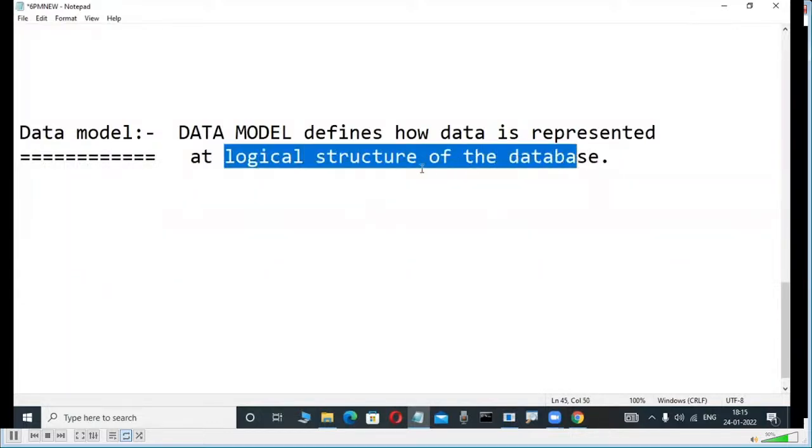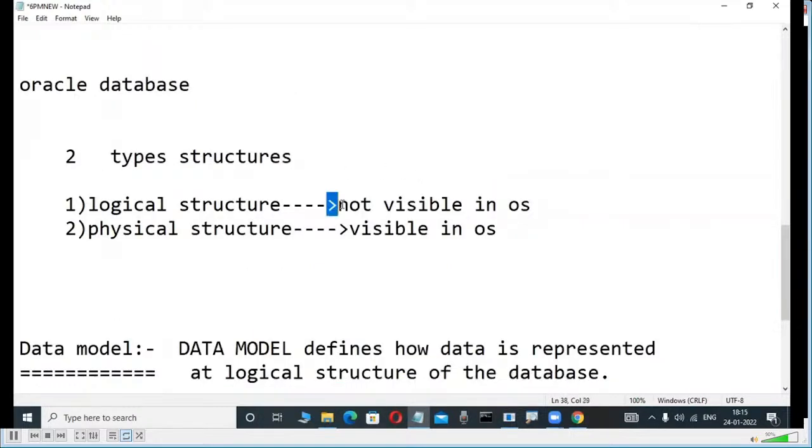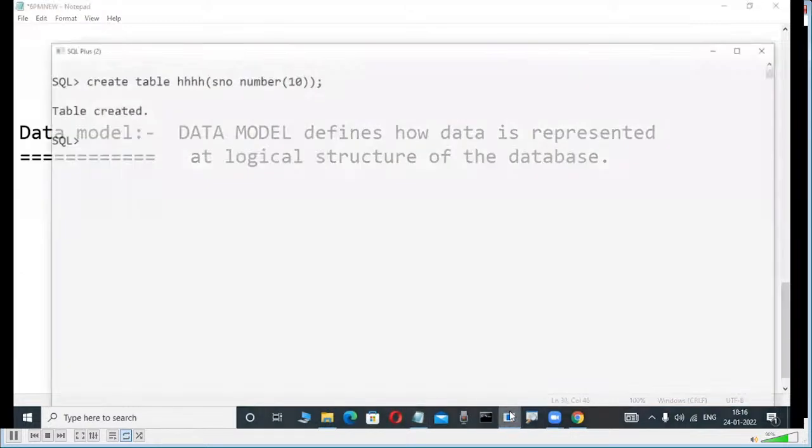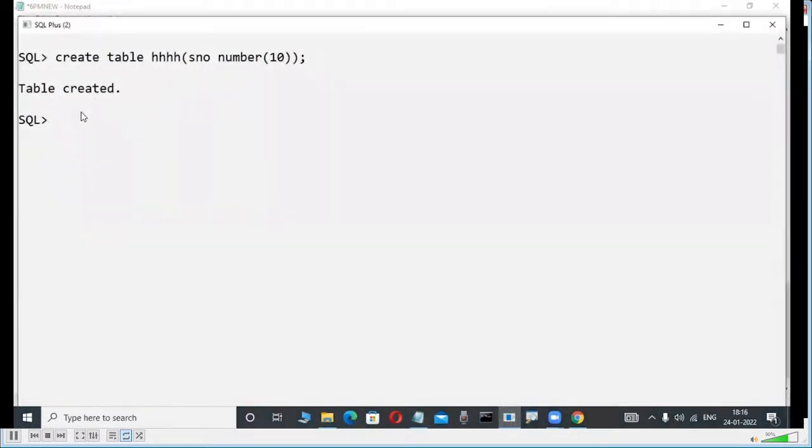As I told in previous classes, a structure which is not visible in the operating system is called a logical structure. Or maybe you are creating a table, which is not visible in the operating system, but that structure is visible in the database. Very good. Now in this database, how data is represented is specified in the format of records only. But unfortunately, these collections of records are in matrix format only. That's why always observe here.